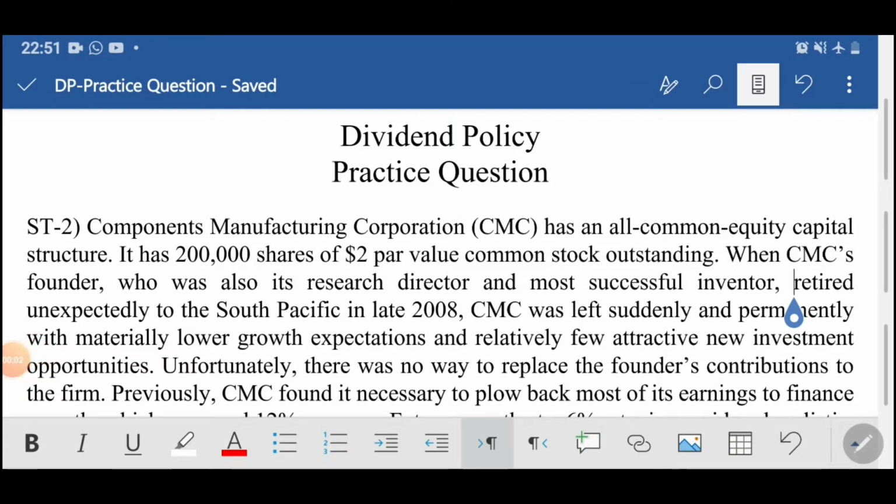Okay, so in this video I will do a practice question related to dividend policy. Basically the type of the question is case study. So first let's read the whole question, and if there is anything important I'll write it in the note.